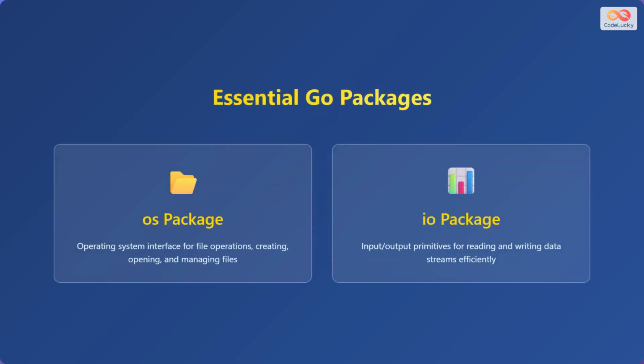To work with files in Go, you will primarily use two essential packages. The first one is the operating system package. It provides an operating system interface for file operations such as creating, opening, and managing files. The second one is the io package. It offers basic input and output primitives for efficiently reading and writing data streams.